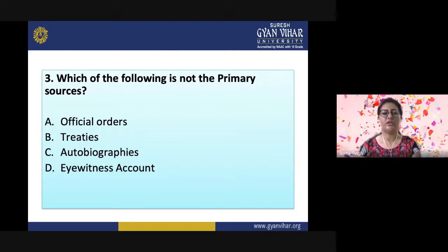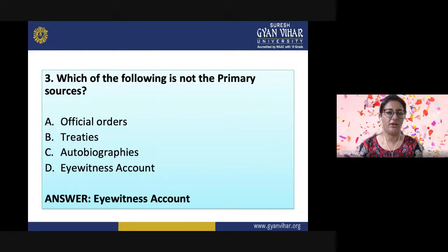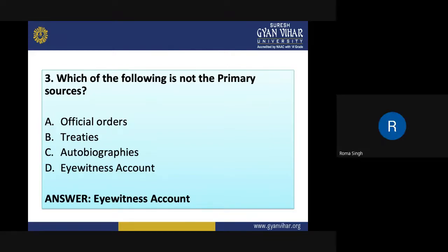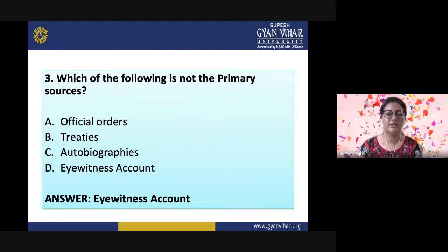Question number 3 is, which of the following is not the primary sources? So we have discussed about the various examples of primary and secondary sources. And the options are official orders, treaties, autobiographies, or eyewitness account. So eyewitness account is not the primary source, because it is a secondary source, because he has witnessed, and then he will be translating the certain amount of information.